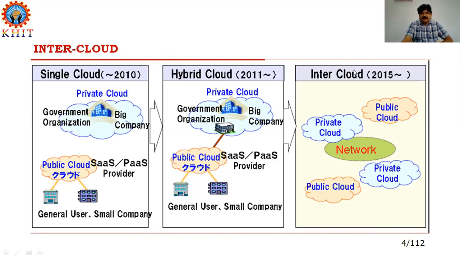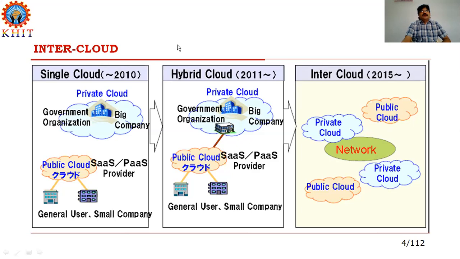Now we move to the new cloud, namely intercloud. What is meant by intercloud? Intercloud is nothing but the cloud of clouds. The intercloud was introduced by Cisco Software Technologies in the year 2008, but it came into the market with a well-known structure in the year 2015. So intercloud is nothing but a cloud of clouds.